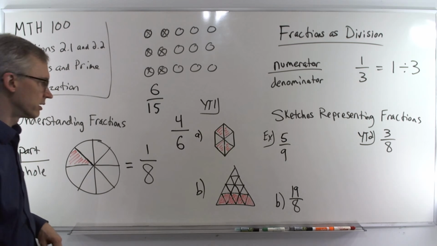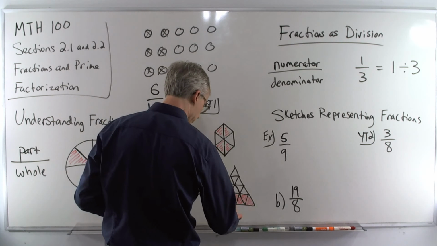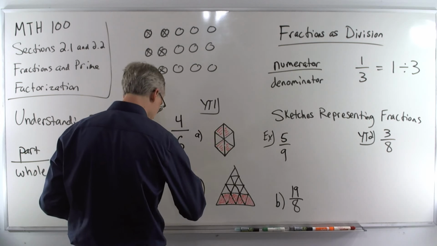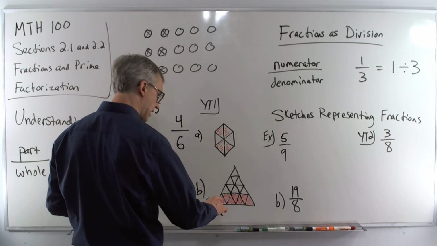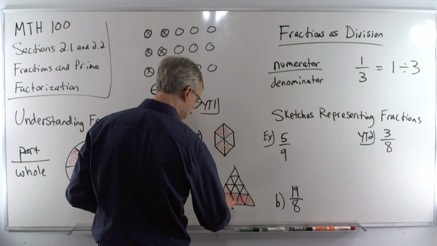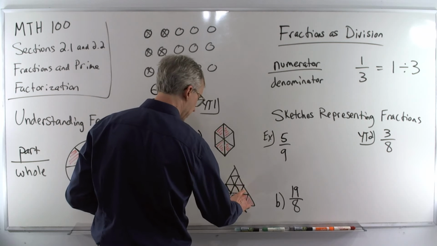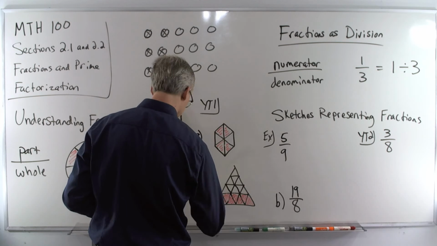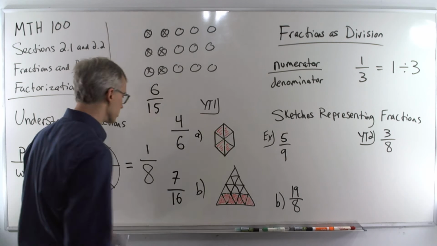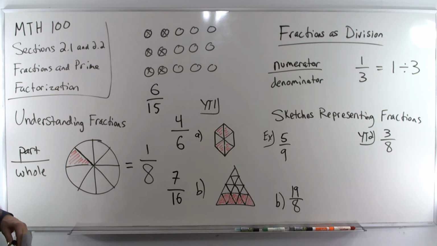All right, for part B, down the bottom here, we got 1, 2, 3, 4, 5, 6, 7 are shaded. And on top, see, we got 7 on the bottom row, 1, 2, 3, 4, 5. That's 12, 13, 14, 15, 16 total. So 7 out of 16 for that diagram.